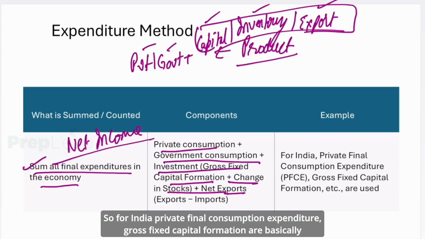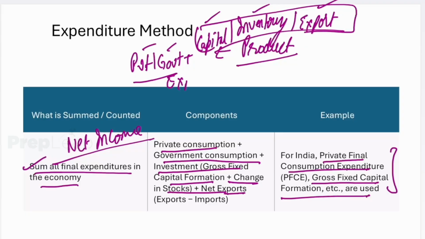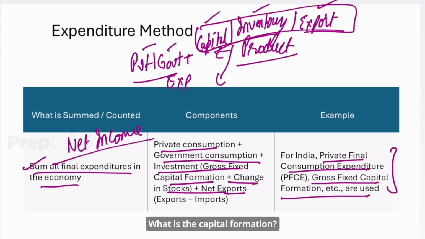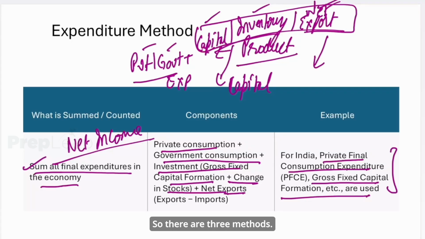So for India, private final consumption expenditure and gross fixed capital formation are basically used. So we say what is the expenditure we have undertaken? These two. What is the capital formation? These two. And then what is the exports? Net exports. Right? So there are three methods.